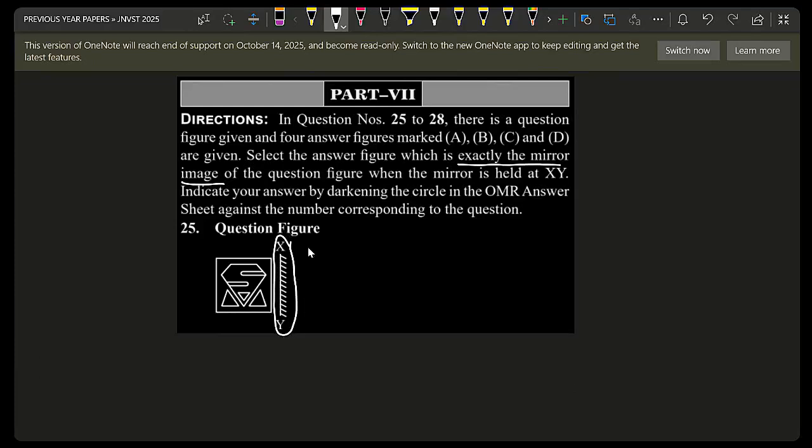So if it is here, the mirror image will be formed here. Sometimes the mirror may be given at the bottom. Suppose if the mirror is given here, then the mirror image will be formed here. In that case, we also call it water image. So it will become up to down. And when the mirror is placed at the side, it will become a left to right change. So let's take the options also for this.